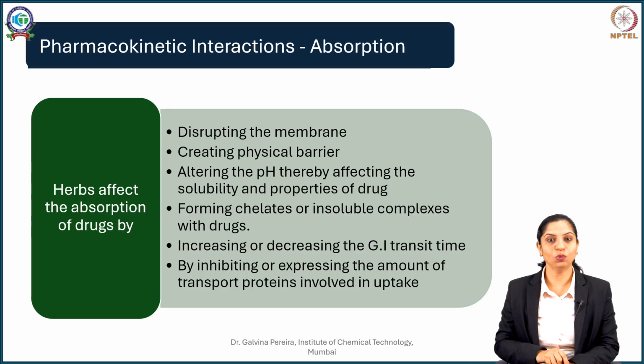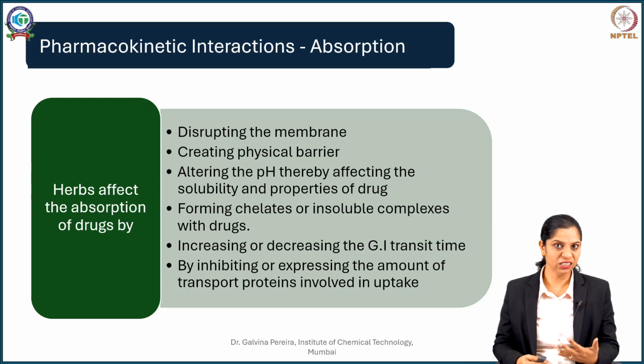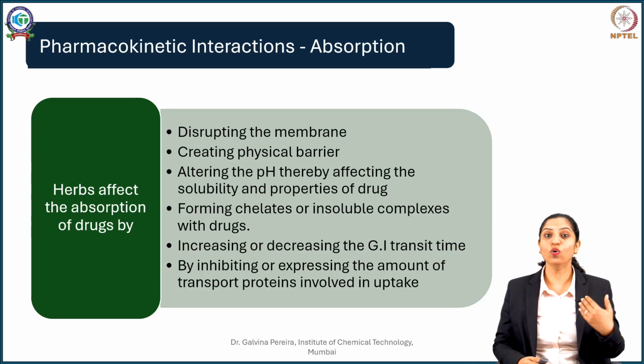There are a few reasons why this is happening, and this could include disrupting the membrane. We know that our gut lining is covered with a membrane, and this membrane consists of mucus layers. Due to certain properties of herbs or the compounds that they contain, the membrane layers undergo perturbation or disturbances, and as a result they are more leaky or more pervious. As a result, there is going to be a change in the absorption of the drug.